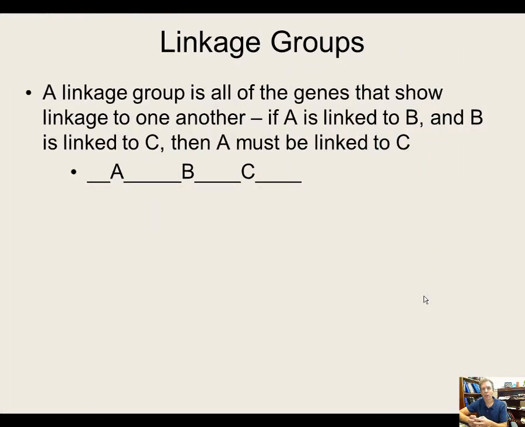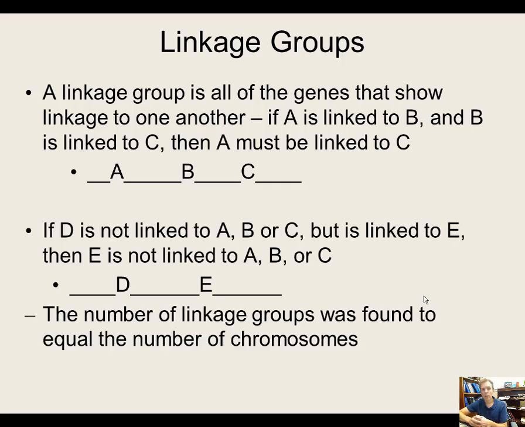Linkage groups can then be assigned. A linkage group is any group of genes that are linked together. A, B, and C in this case are all linked. Genes D and E are not linked to the first three. However, D and E are linked to each other. So you would have two linkage groups in this scenario: linkage group A, B, C, and linkage group D and E.